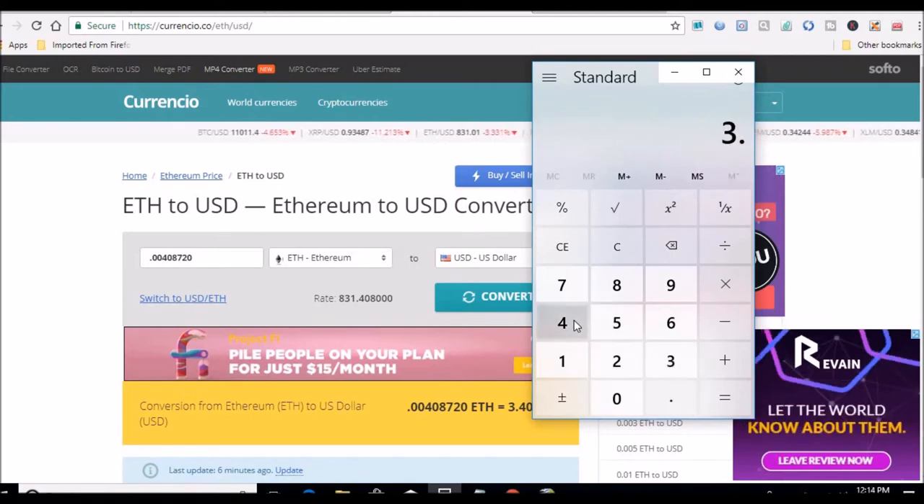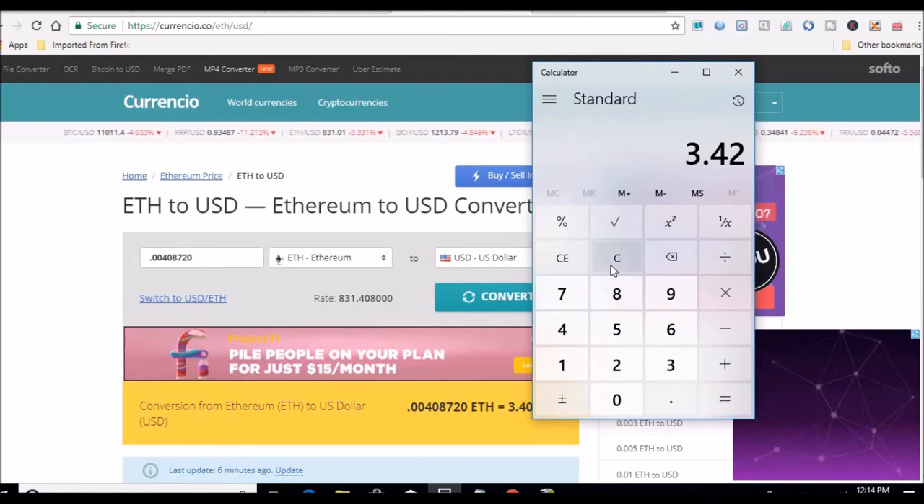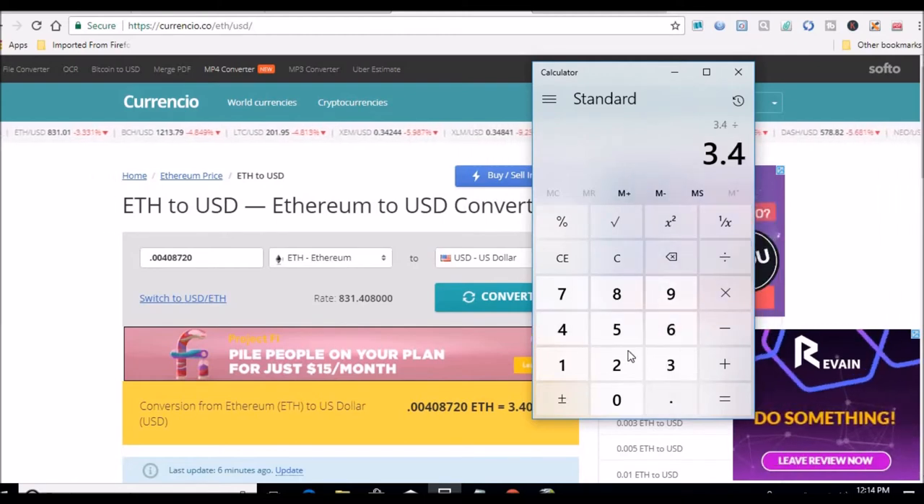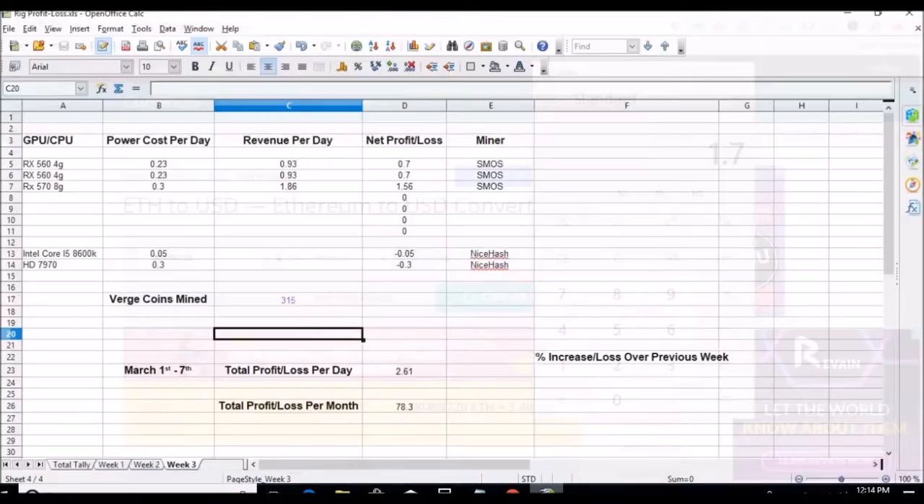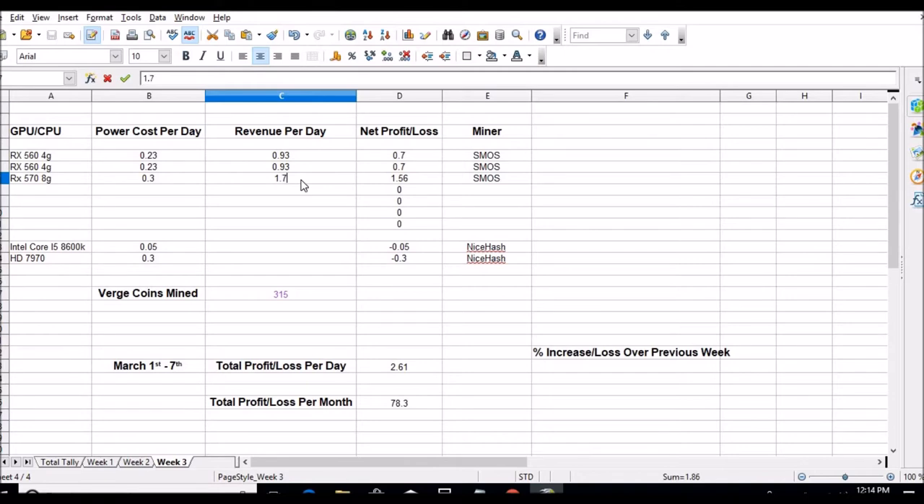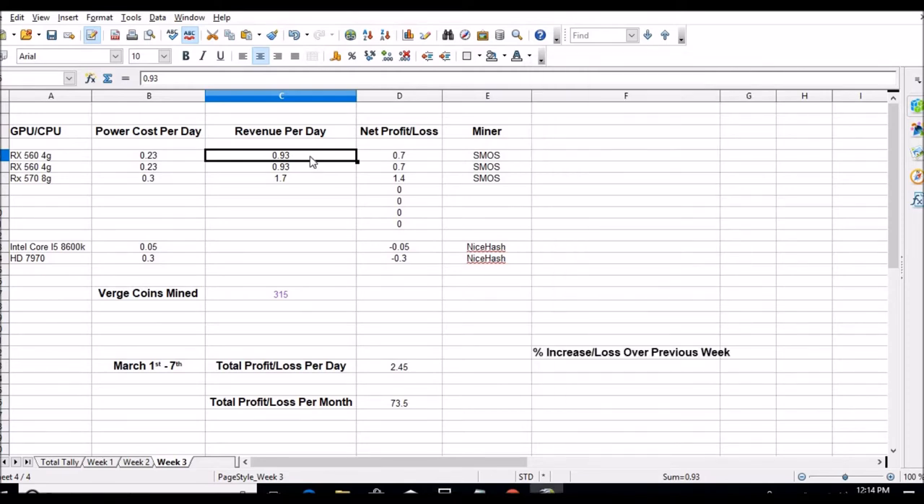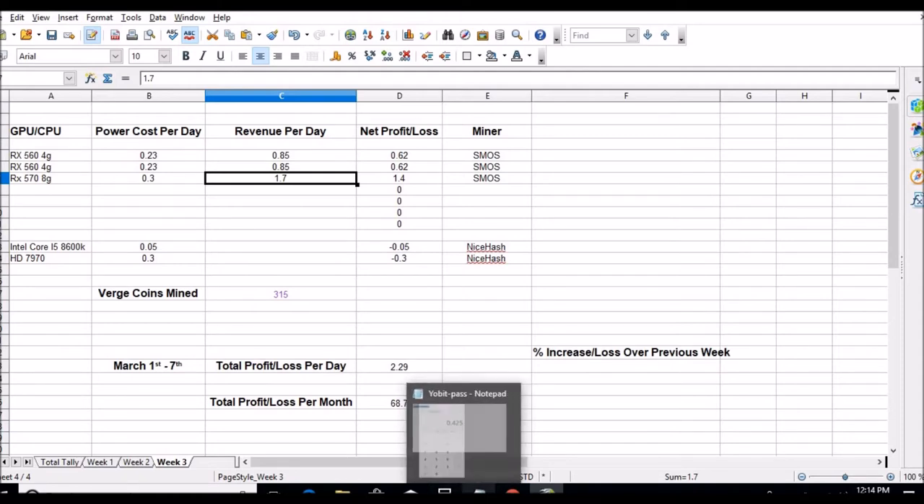Okay, so we got 3.4 divided by 2. Oh, come on. There we go. 3.4 divided by 2 is gonna give me $1.70. Let's pull up my spreadsheet. So that's even lower now. 1.7, enter. So that means divide this again by 2, gives me 85 cents. Alright, so without configuring in the second rig, we're down to $26.70 a month on that old rig.